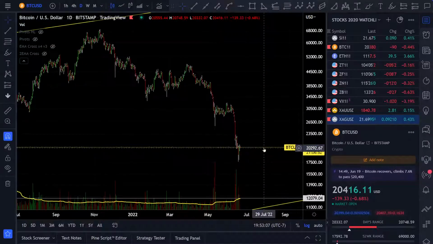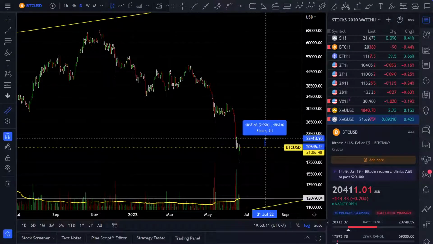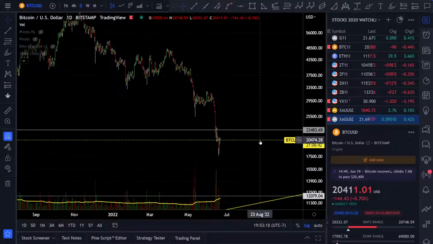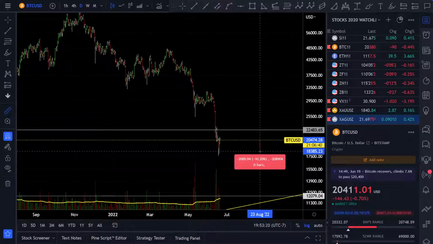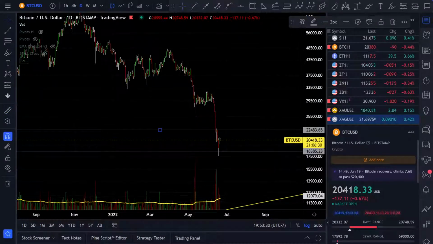1945 on the daily. So the average true range over a 14-day period, 1945, is like 10%. So right now in Bitcoin, there's a plus or minus 10% from the current price. So the bearish target could be 18,385. The bullish target to the upside, right where I drew it, could be like 22,500, which is not that much higher than it is right now. So it already bounced.